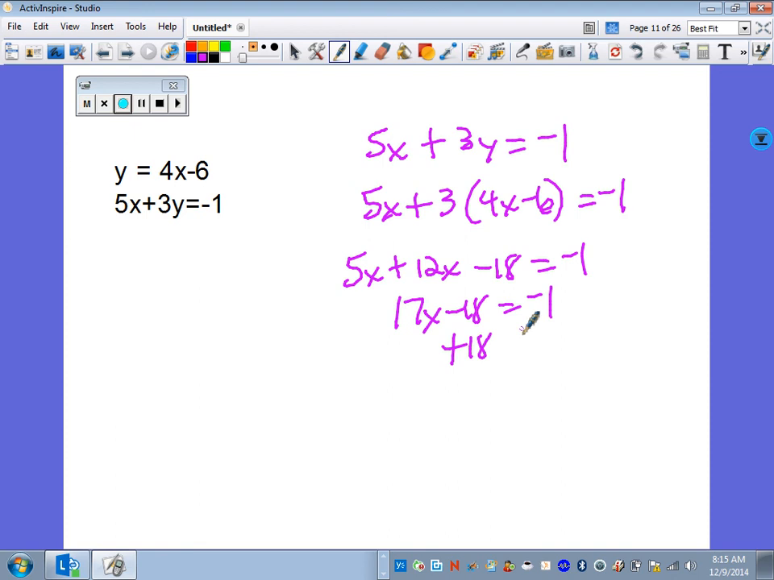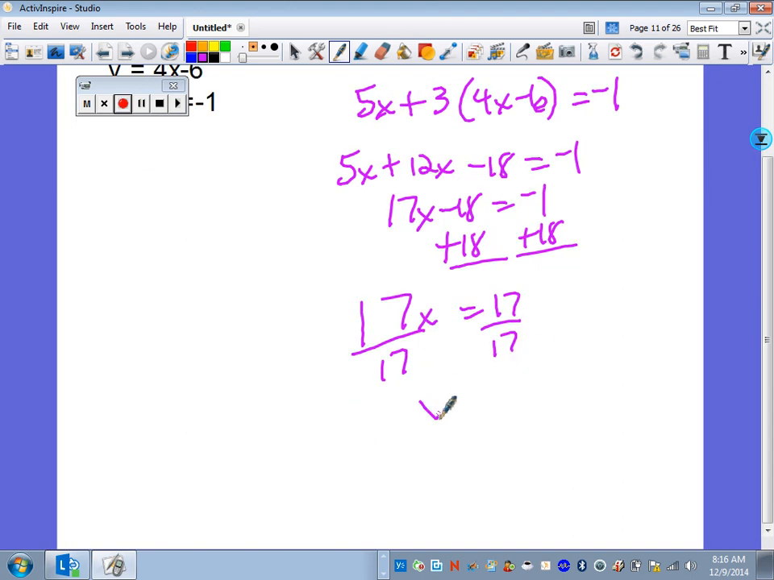I'm going to add 18 to both sides. So I'm going to have 17x equals 17. So you get x equals 1. So I'm now halfway there.